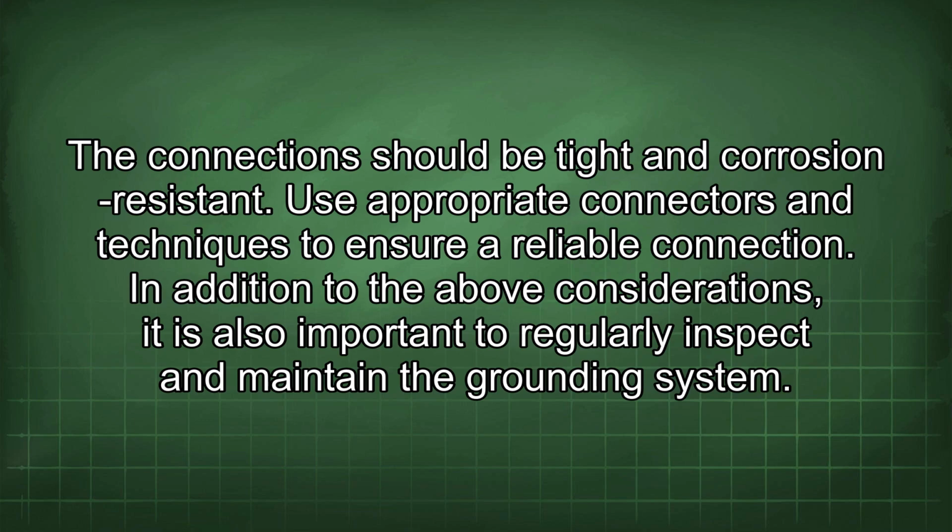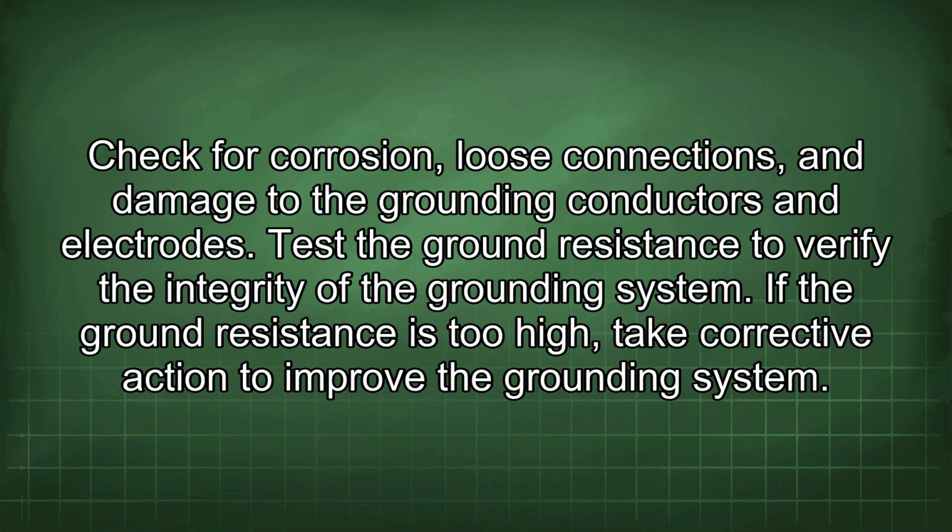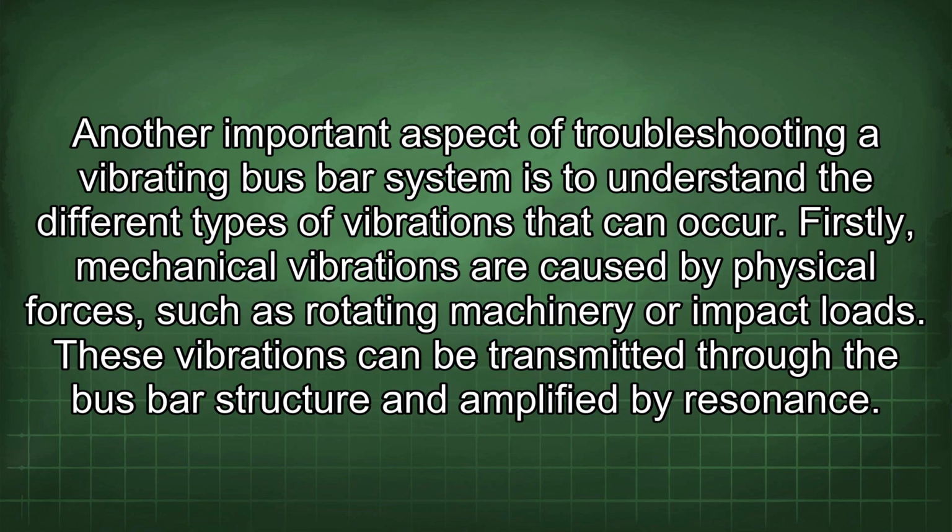In addition to the above considerations, it is also important to regularly inspect and maintain the grounding system. Check for corrosion, loose connections, and damage to the grounding conductors and electrodes. Test the ground resistance to verify the integrity of the grounding system. If the ground resistance is too high, take corrective action to improve the grounding system. Another important aspect of troubleshooting a vibrating busbar system is to understand the different types of vibrations that can occur.